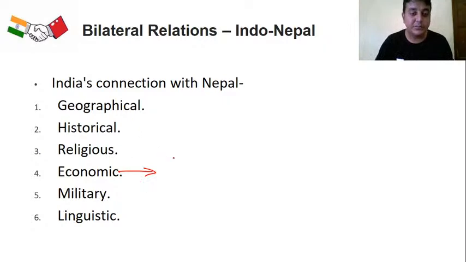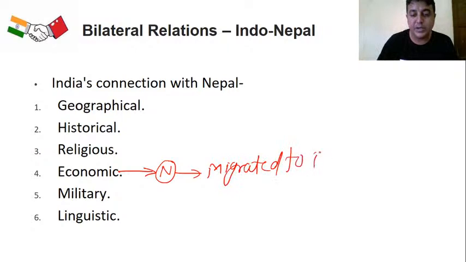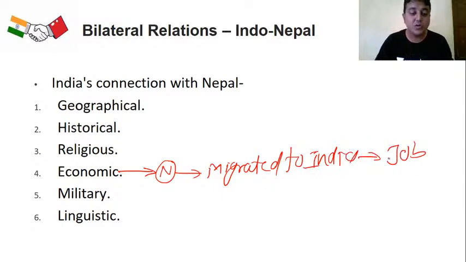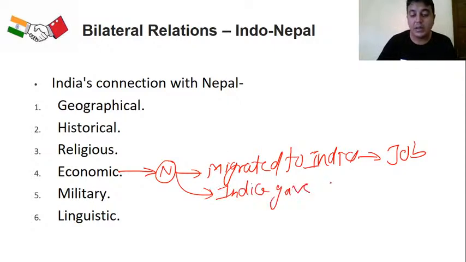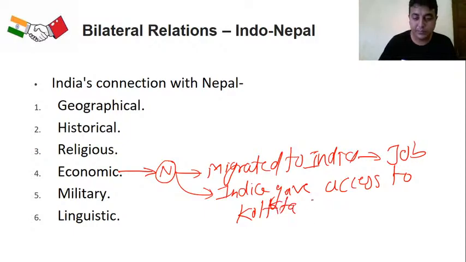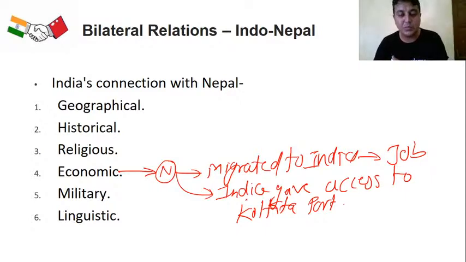Economic connection. You know that Nepalis migrated to India in search of jobs, in search of employment. That is one economic connection with them. Yes, we provided them jobs. Clear. Yes, exactly. Ashwini said that India gave access to the Kolkata port. Yes, India gave access to the Kolkata port. That is, port access is given.